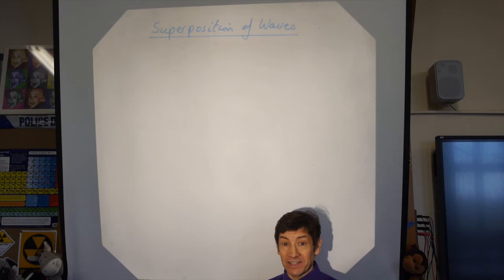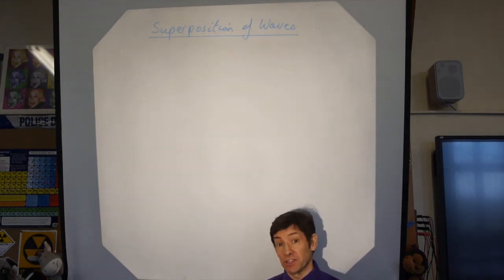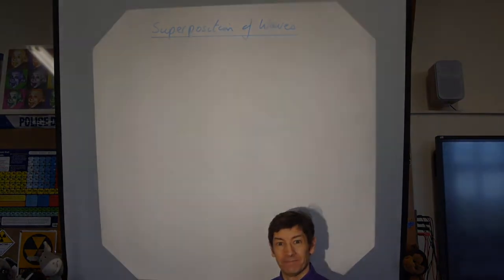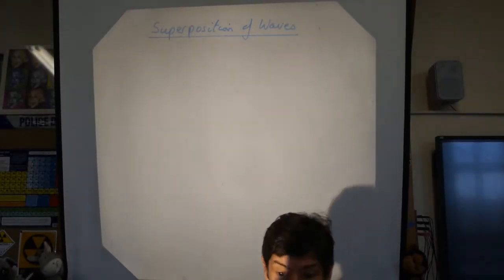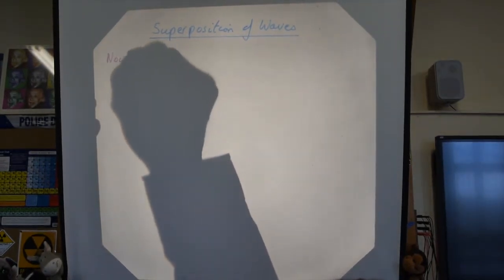What we're going to look at in this lesson is superposition of waves and interference. So we're looking at what happens when two progressive wave fronts meet head on and what result you get when the waves overlap. I'm going to begin by looking at an application of this before I explain it in detail, and I'm going to look at noise cancelling headphones.